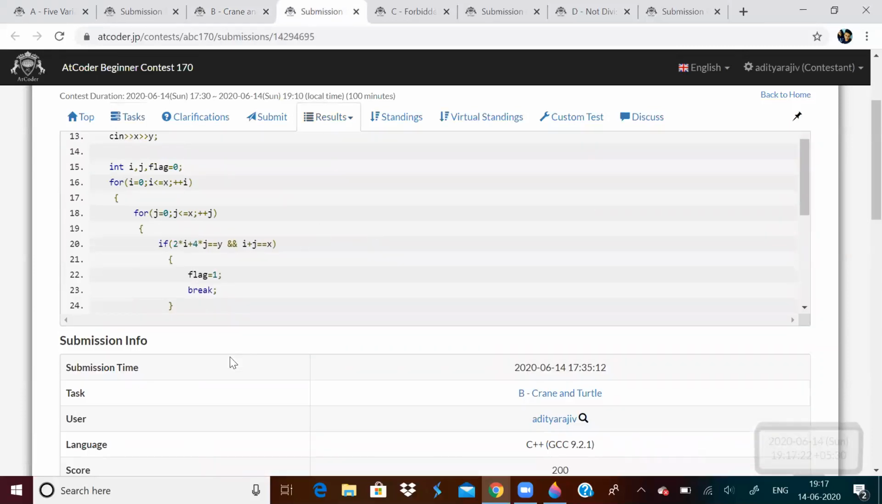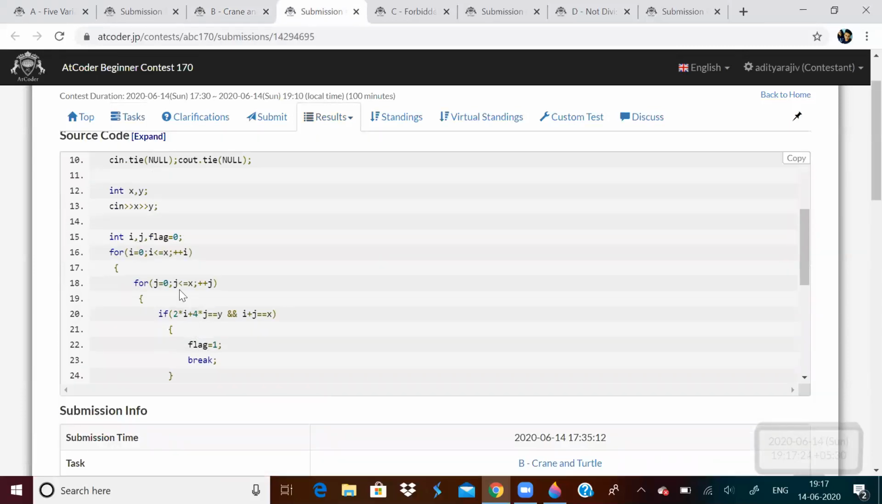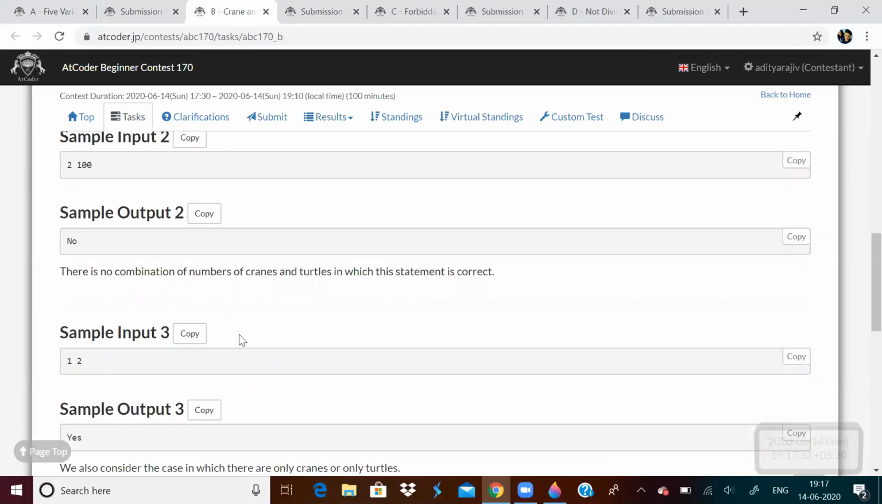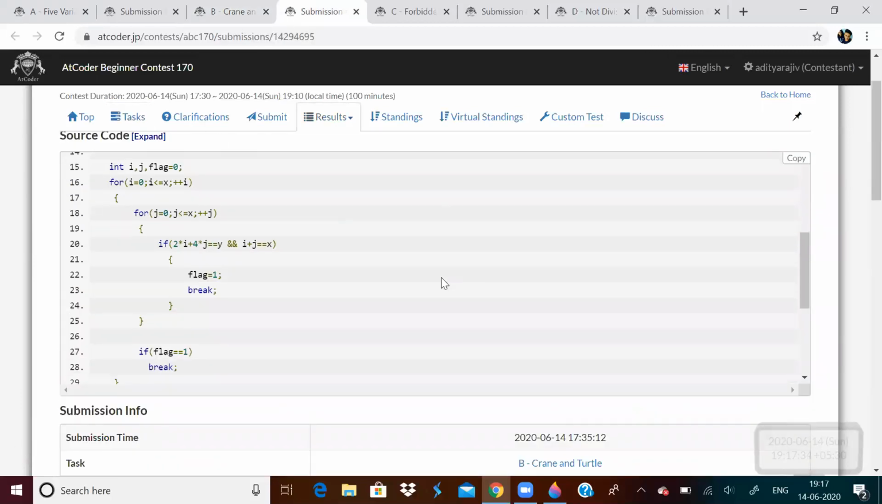So just run 2 for loops, I equal to 0. You can do it in O of n time also. Simply because of the constraints, I just quickly did it in O of n square, but it's okay. So the outer for loop I represents the number of cranes. The inner for loop j represents the number of turtles. And this is the condition.